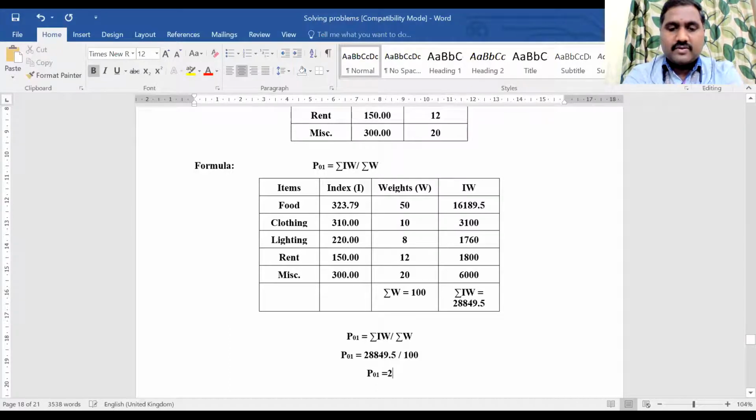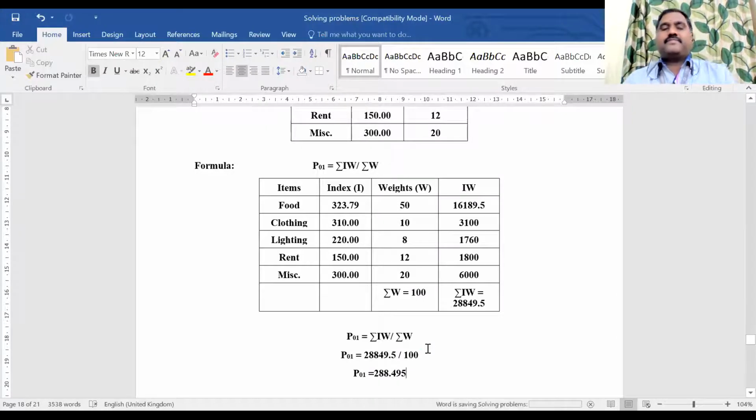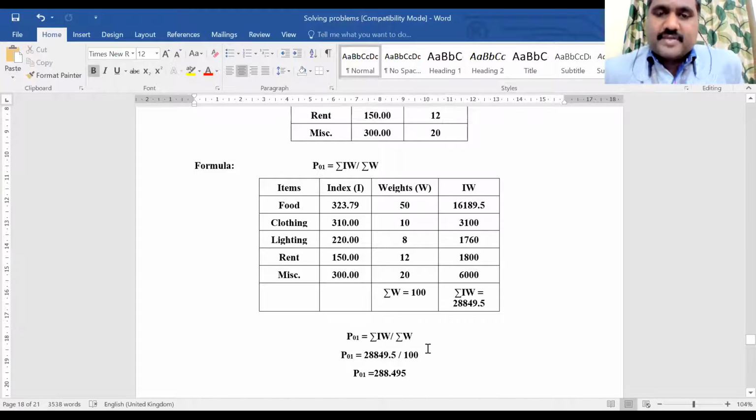What is that value? 88.495. That's it. Simple, right? So this is the cost of living index number. That means a present combination, right? When you compare the previous year and the present year, this is a price index number that you have to follow to live your life.